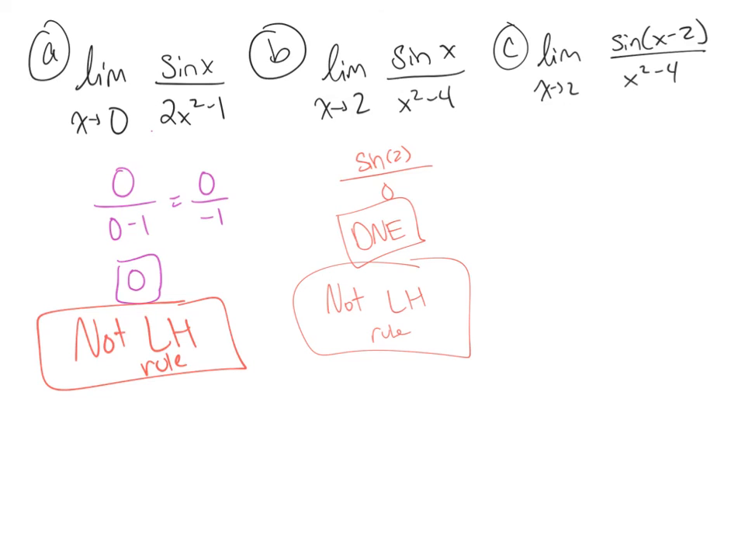Our last example, if we take a look at it, if we plug in 2 into the top, we'd have sine of 2 minus 2. Okay, that's 0. And if we plug in 2 into the bottom, I've got 2 squared minus 4, which is also 0. So again, we'd want to show that process that each limit is separately 0, and then we would use L'Hopital's rule. So this one is a L'Hopital problem.